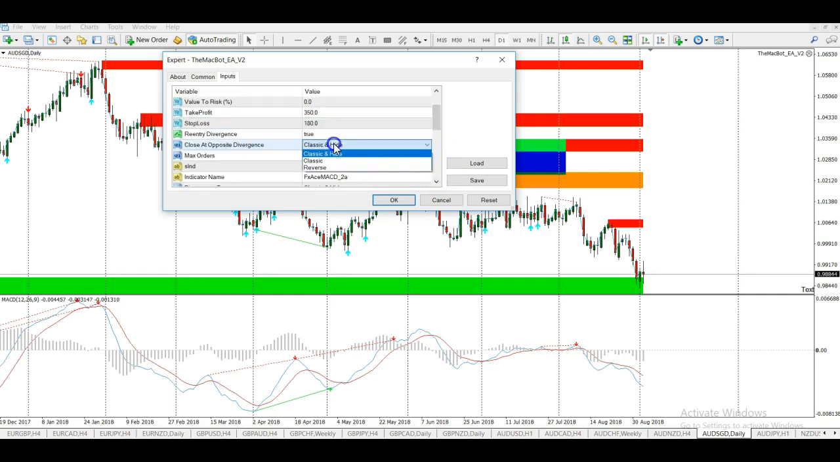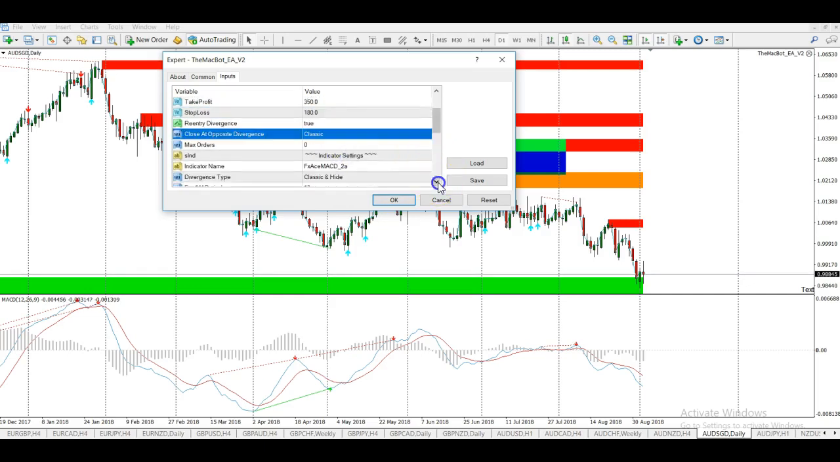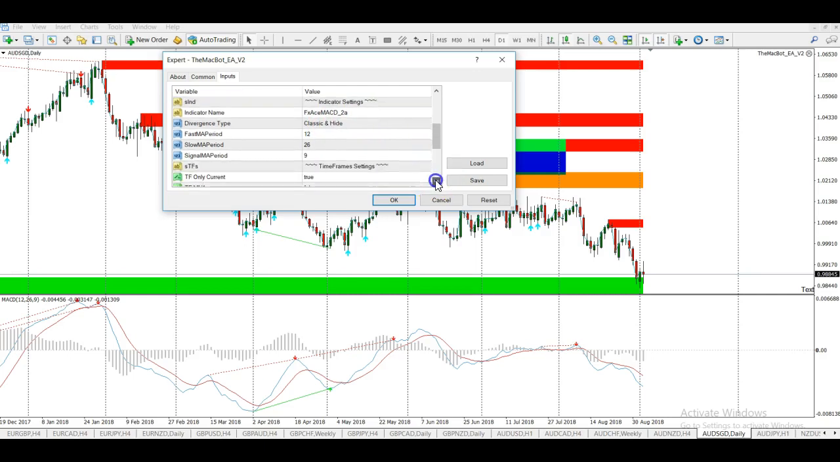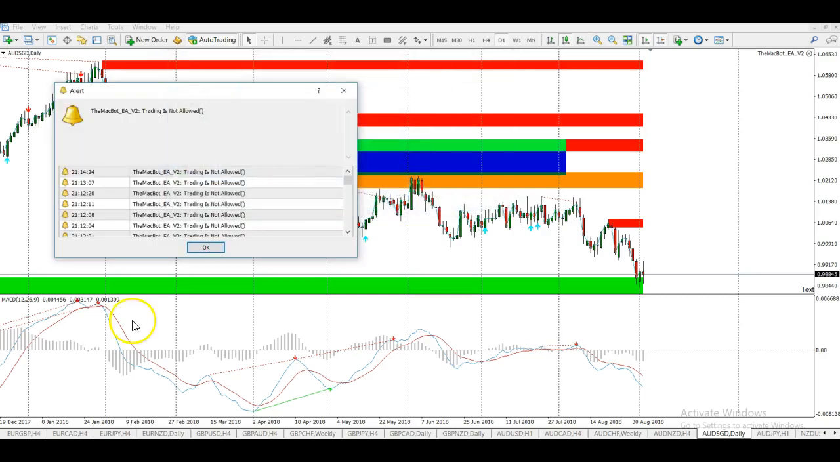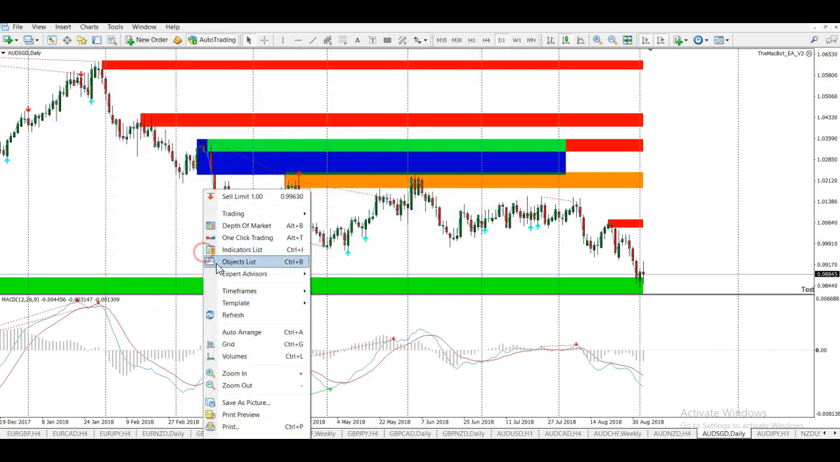Close it, opposite, classic, yes. Max orders is 1, and time frames. Okay, so make sure current is false. This is all you have to do, just simply do this and just let the AI do the work for us. Okay, spend 20 minutes to start each session you're trading, and that's it. And what it didn't do there was turn on live trading.